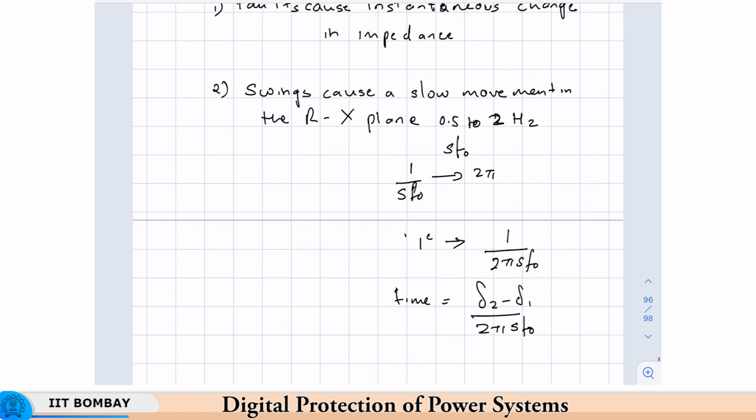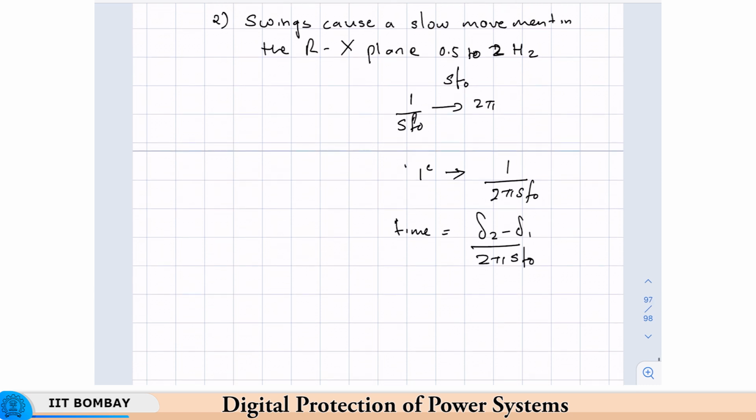Now this time is critical, because how do you determine the time for the swings, or how do you determine the swing frequency? For this there is no other option but to carry out a number of simulations and then find out the worst case, or the fastest swing that can occur, and then set the threshold slightly above that. Anything faster than that is the fault.